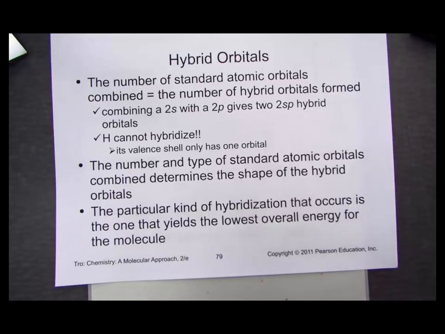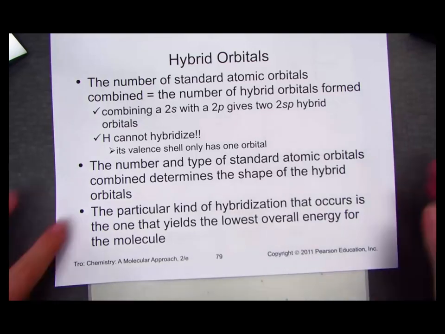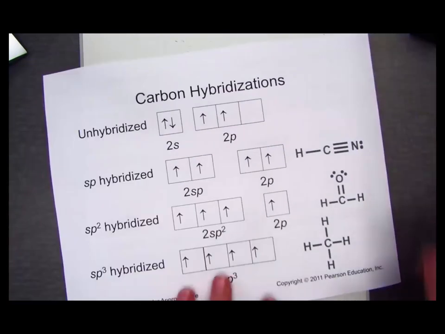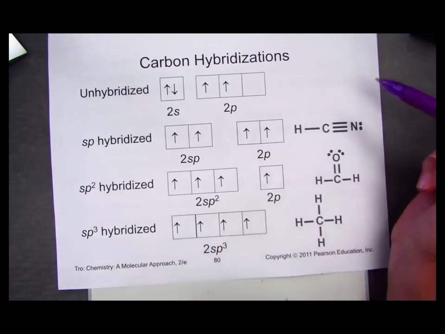On a note, hydrogen cannot hybridize. It's simply the smallest atom and can't be promoted because it only has a 1s shell, and it only has 1 orbital. There's nothing to promote it into. The number and types of standard atomic orbitals combined determines the shape of the hybrid orbital. And the particular kind of hybridization that occurs is the one that yields the lowest overall energy for the molecule. This sounds complicated, but it truly isn't. Let's just take some examples.